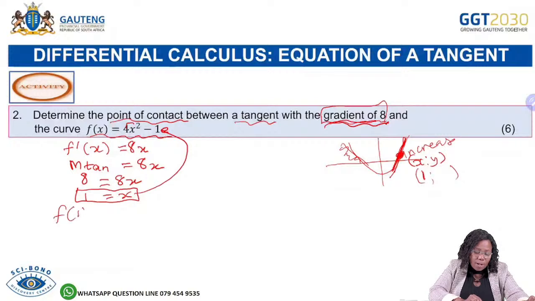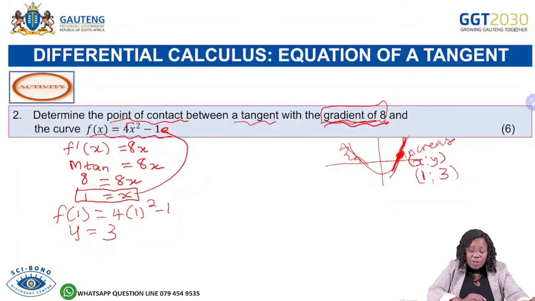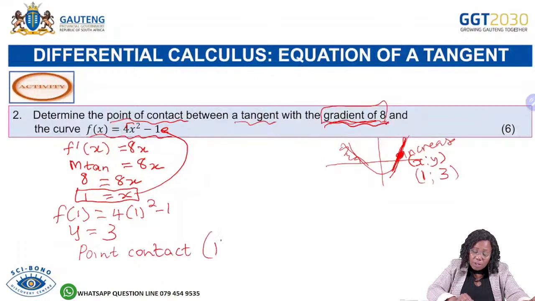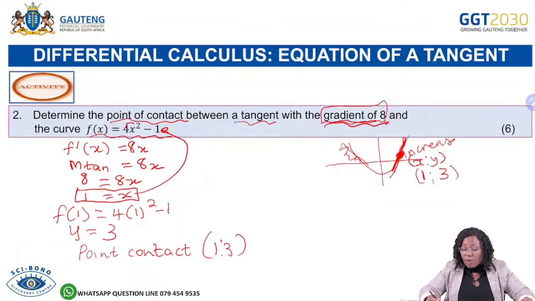Look at f at 1. 4 into 1 squared minus 1. Therefore, our y value will be 4 times 1, which is 4 minus 1, 3. Therefore, the coordinates determine the point of contact of tangent. That point of contact will be having the coordinates 1 and 3. So that is how you identify the point of contact.